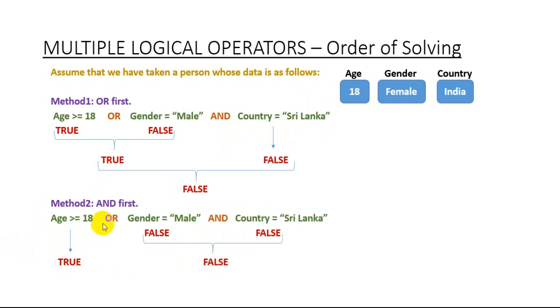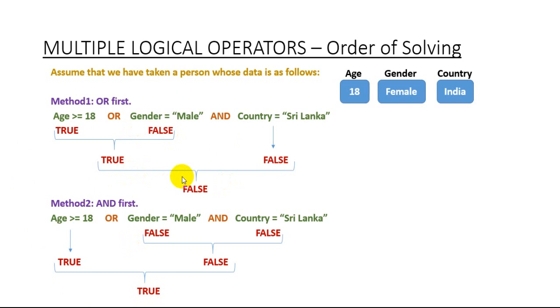Now we will evaluate the OR secondly. When you evaluate the OR secondly, true or false is true, because in an OR situation, if one of them is true, the result is also true. So you can see, if we evaluate the OR first, we get the final result as false. If we evaluate the AND first, we get the final result as true. So we are getting two different results based on how we evaluate this.